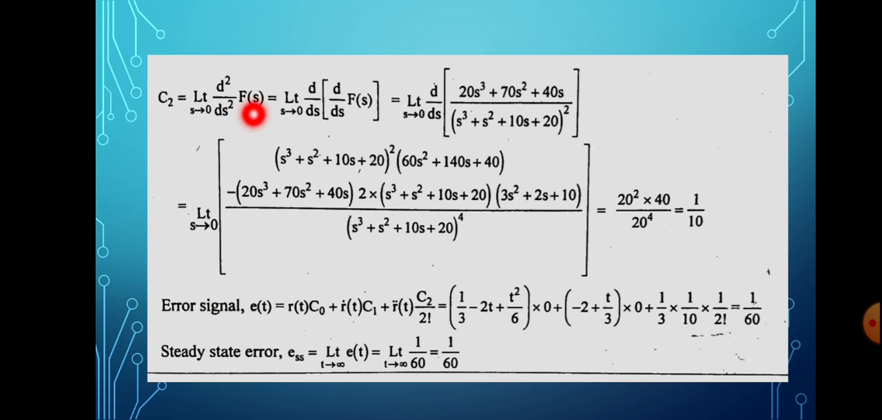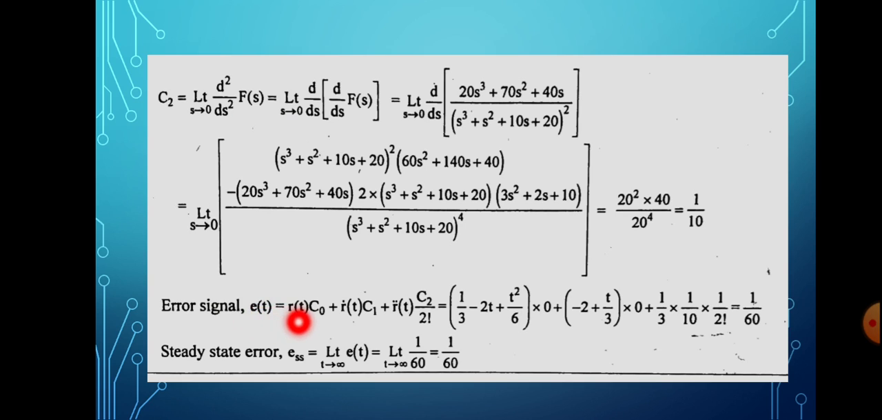So substitute the value of f of s and find the second derivative, and apply the limit s tends to 0. So you will get the value 1 by 10. So c0, c1 and c2 values you got. Here the c1 value is equal to 0, so that term will not be in the equation for the error signal.